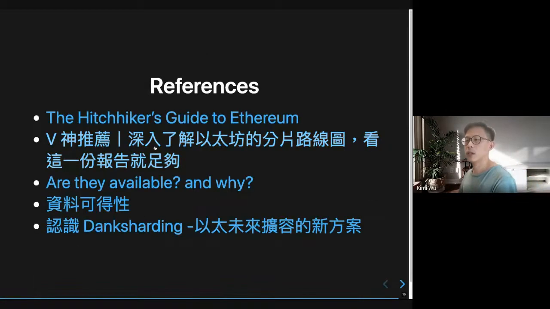So I think that's it for today. And here are some references. The first one is really good, written by Delphi Digital, but it's a very long article. And the other one explains what data availability is, and it's a short thread, so I very much encourage you to understand what data availability is through this article.